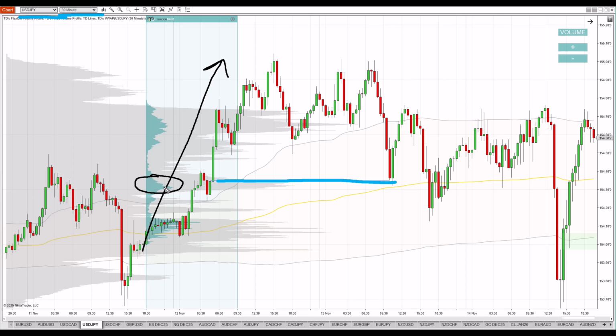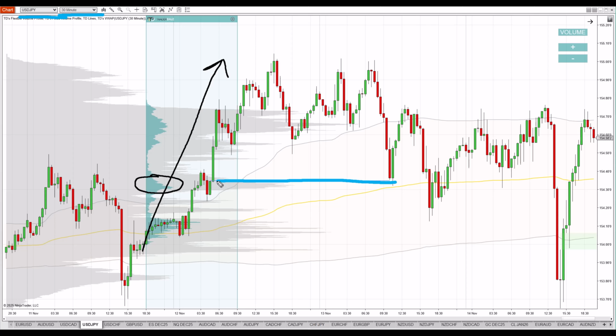When there's a trend and a significant volume zone inside that trend area, it usually shows you a place where buyers were active, adding to their long positions as they were pushing the price higher and higher in that trend. So this heavy volume zone represents that place where buyers were active.